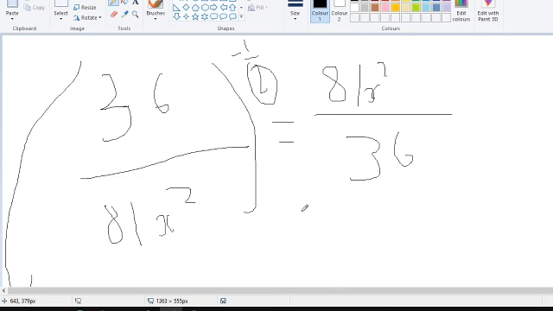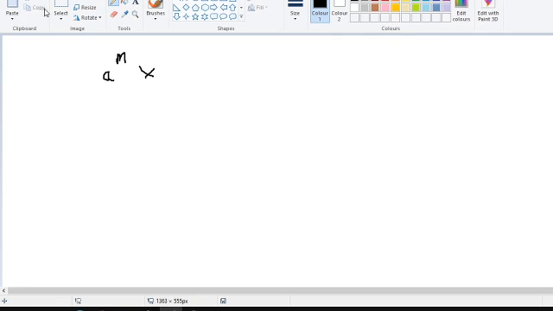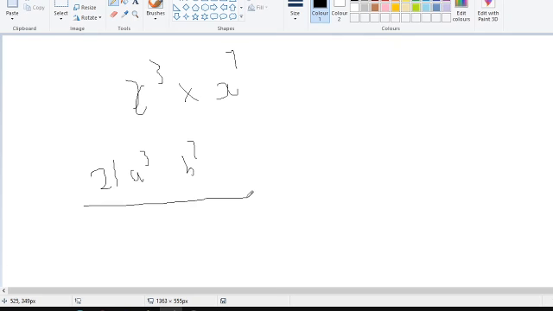And now you can try these ones. You can try x to the 3 times x to the 4. We can try 21 a to the 3 b to the 7 over 7 a b to the 4. So just try those two. Just pause this and try them, and we'll be back.